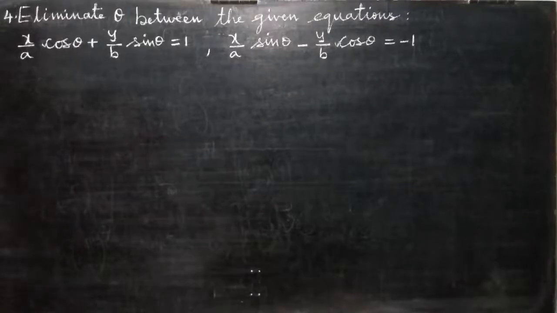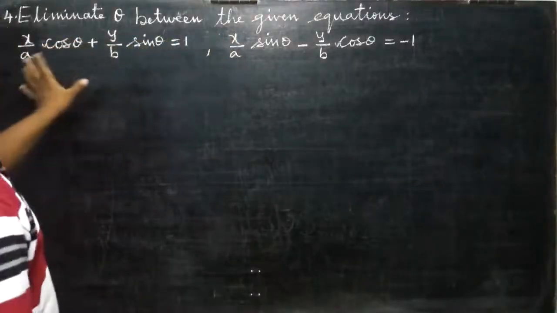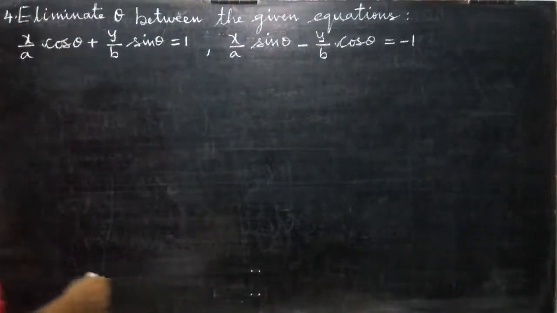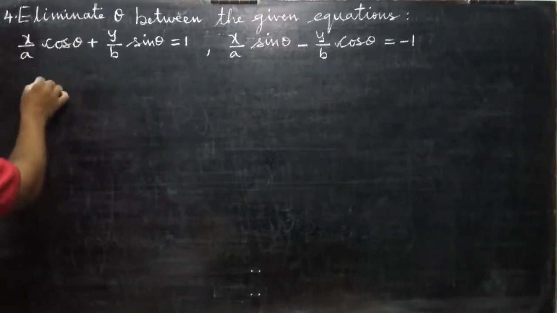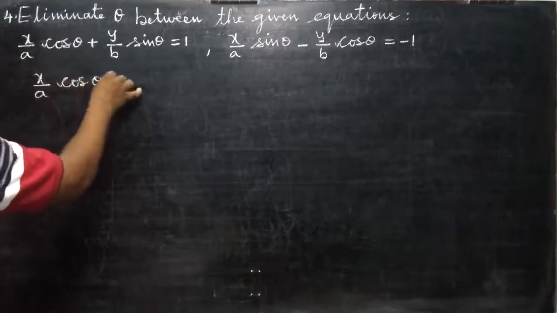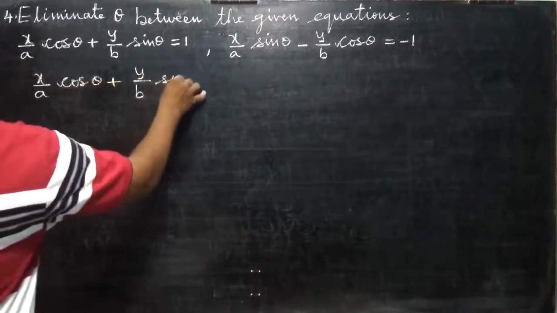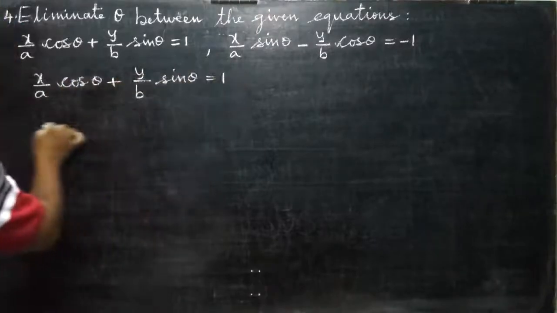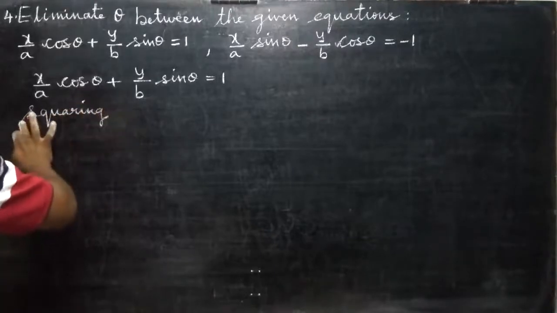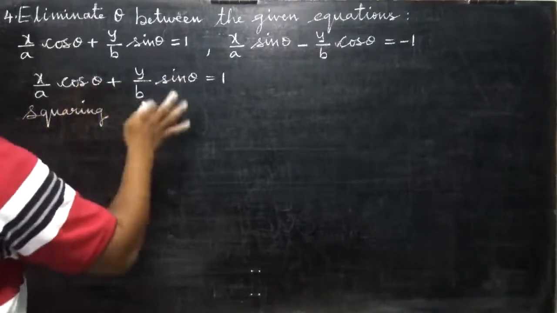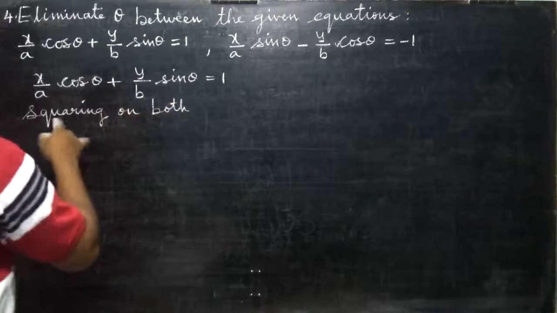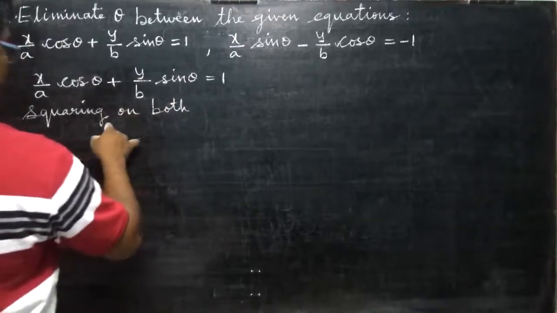Fourth problem. Eliminate theta between the given equations. Here two equations are given. One by one we will do, because these are big equations, so as not to get confused. So the first one we'll take: x by a cos theta plus y by b sin theta is equal to 1. Squaring on both sides. After hearing cos square, sin square, you automatically should think of the identity. So squaring on both sides. Don't forget this squaring.